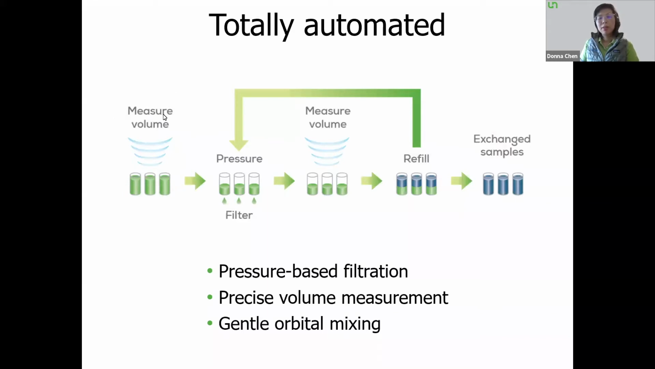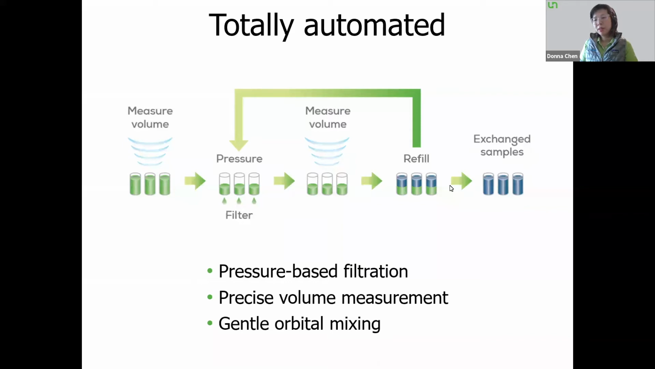So when you start with the sample in the unfiltered plate, the first thing Big Tuna does is measure the volume with the acoustic sensor to know what the initial volume is. It applies pressure to remove filtrate. After some time of pressurization, it measures the volume again to know how much volume has been removed, and then replenishes it with new buffer. This goes in cycle iterations until all the buffer is replaced with the new buffer. Then you have the option to concentrate the sample if you want to.